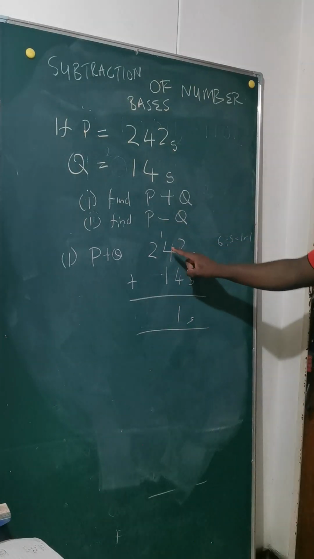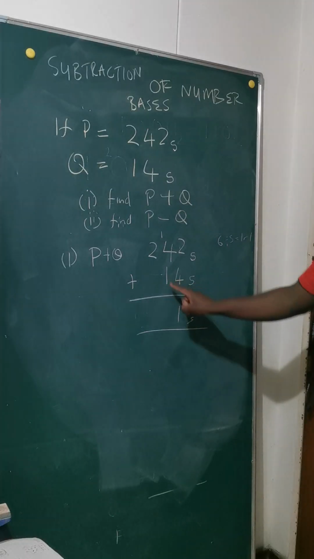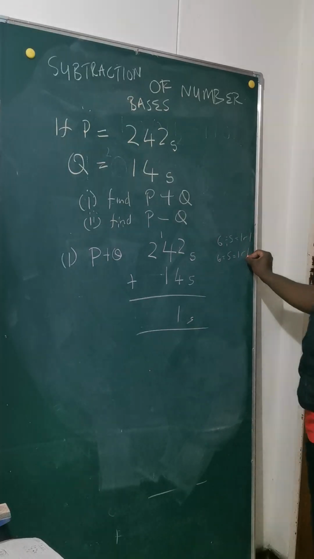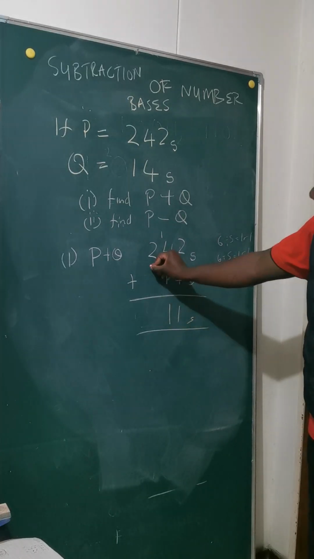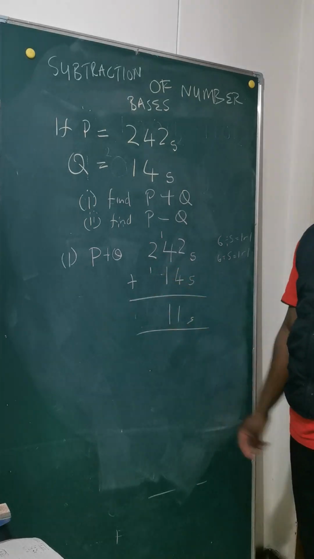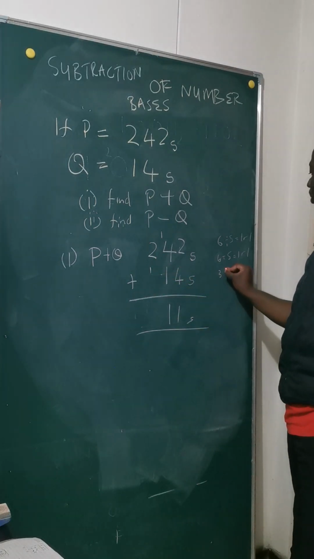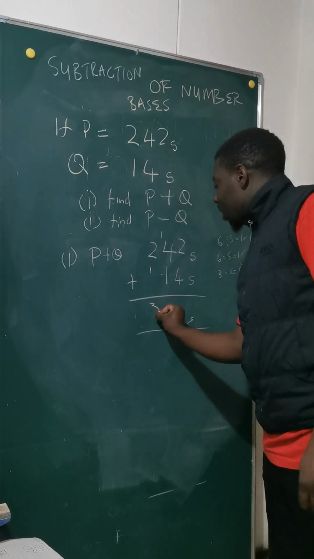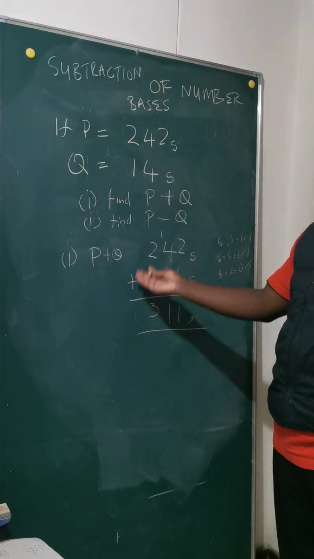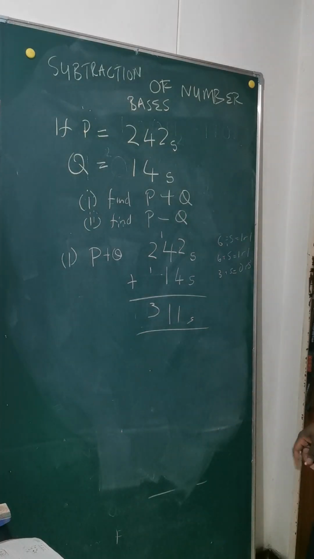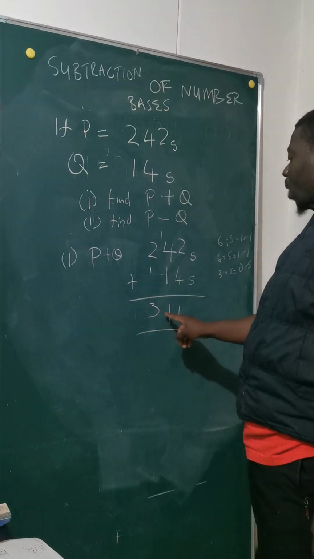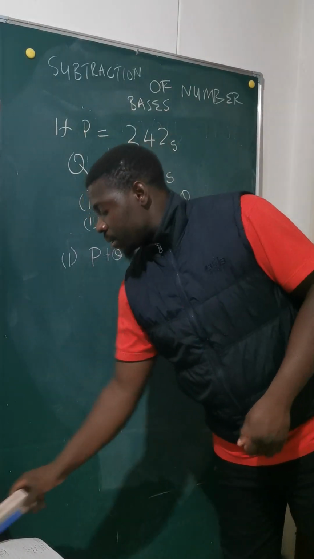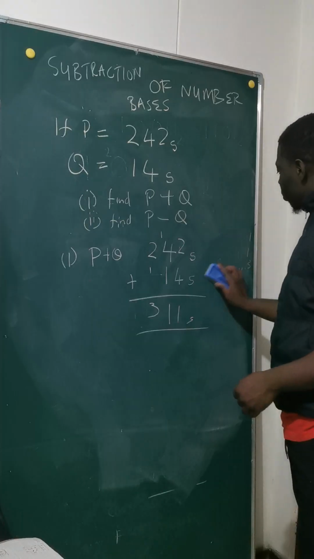Then we say 1 plus 4, which is 5, plus 1, which is 6, right? 6 divided by 5, which is 1, remainder 1. So we write down 1, we carry 1. Then 2 plus 1, which is 3, 3 divided by 5, which is 0, remainder 3. So we write the remainder here, but 0, we leave it like that. So our answer for P plus Q is 3, 1, 1 in base 5. Right. We go on to part 2.